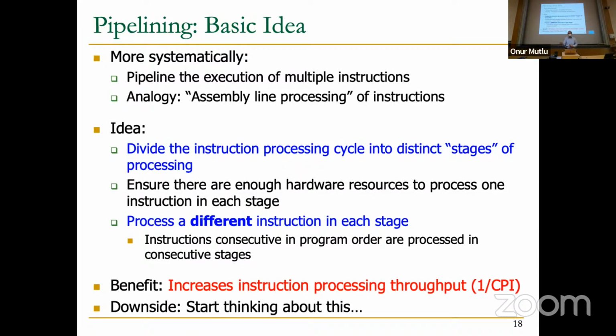So downside, start thinking about this. Clearly, like with any idea, this is not going to come for free. We need to be very careful. Sometimes we may not be able to increase the instruction processing throughput because the pipeline and the programs are not going to be perfect, as we will see. Instructions will be dependent on each other. There will be control flow dependencies like branches. Start thinking about those. But also, we'll need to increase the hardware cost because of what I said over here, and ensure there are enough hardware resources to process one instruction in each stage. Okay, so let's see that.